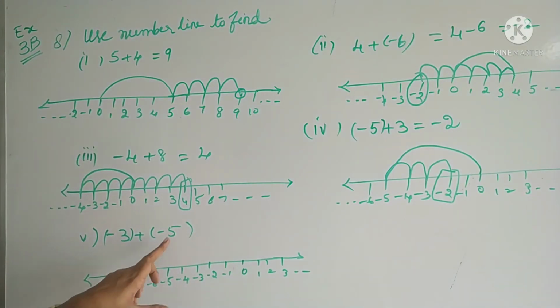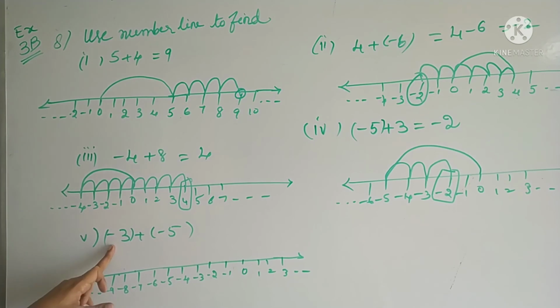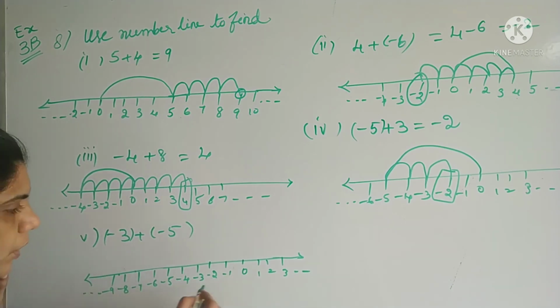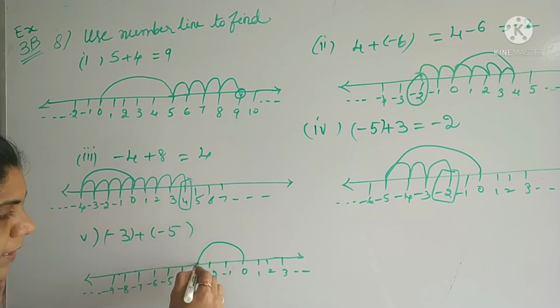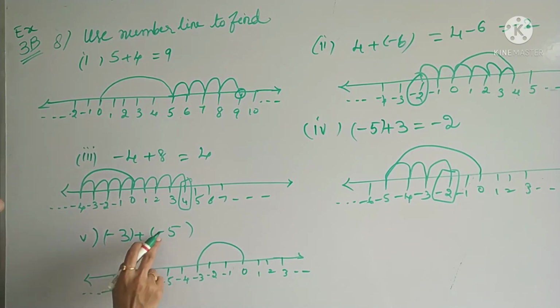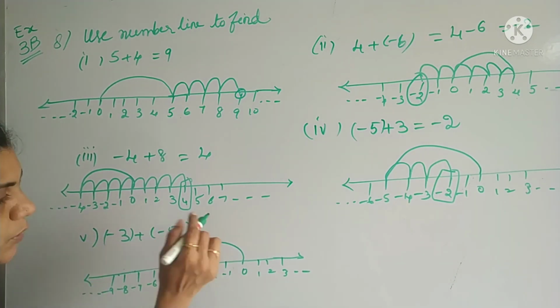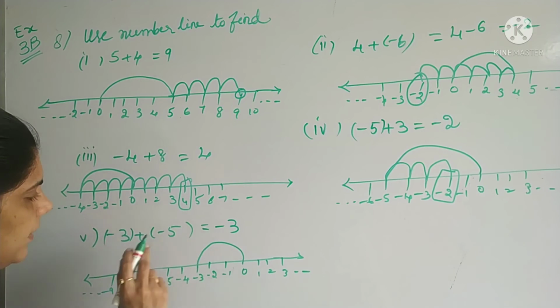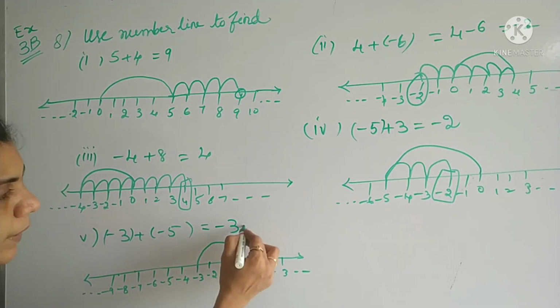Minus 3 plus minus 5. What is the first number here? Minus 3 is there. What I said, from 0 you have to first go to the first number, that is minus 3 here. So from 0, where is it? 0 is here. From 0 I am going to the minus 3 first. After that plus minus 5. Here within the bracket also I have minus. So I will clear the sign first. Minus 3 plus into minus will be minus 5.